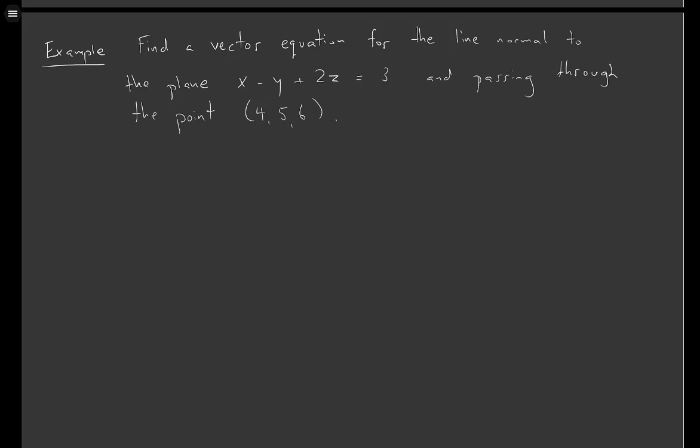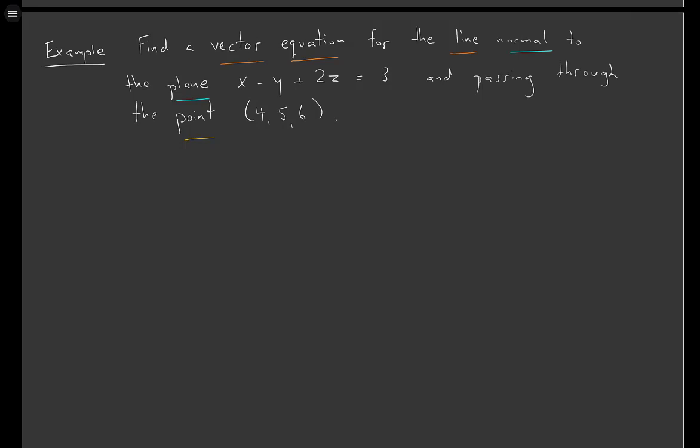Hello, so I've got an example here that will allow us to review how the vector equation of a line works, as well as the scalar equation of a plane and what sort of information we can get from that scalar equation. So in this example, it asks us to find a vector equation for a line that's normal to the plane x minus y plus 2z equals 3, and also this line passes through the point 4, 5, 6.